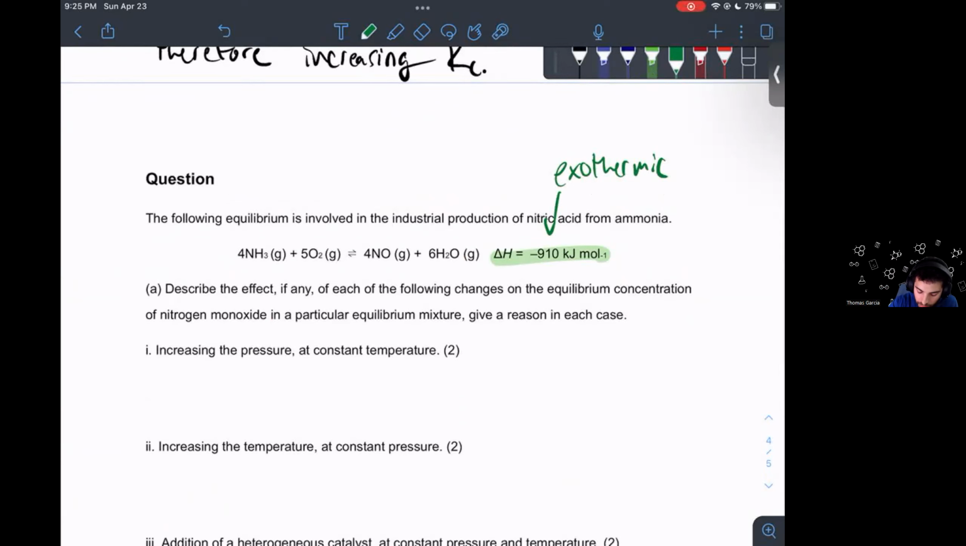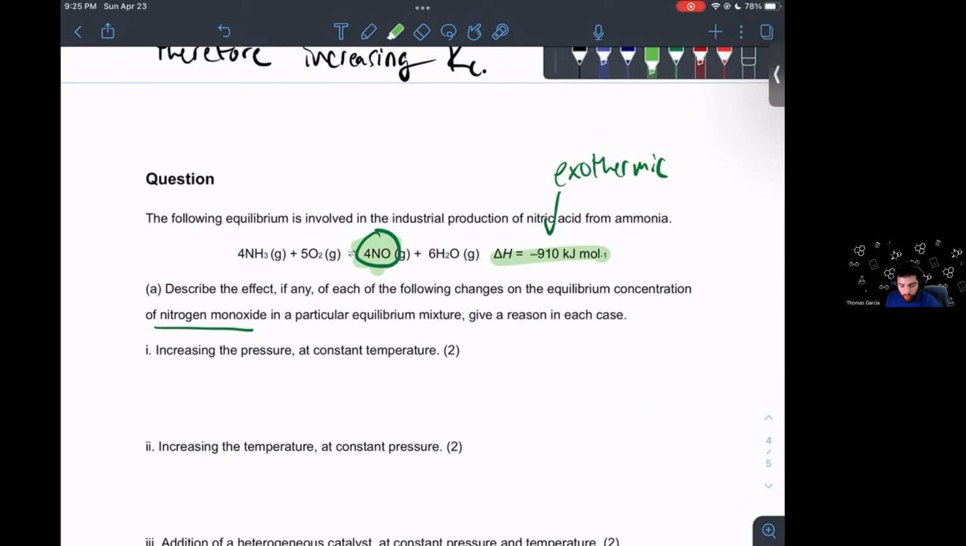So this is specifically asking about the changes on the equilibrium concentration of nitrogen monoxide. That is this right here. So that's all we're looking at. We want to know what happens to this chemical. I don't care about anything else. We don't care if it's forward, back. We just want to explain in terms of nitrogen monoxide.